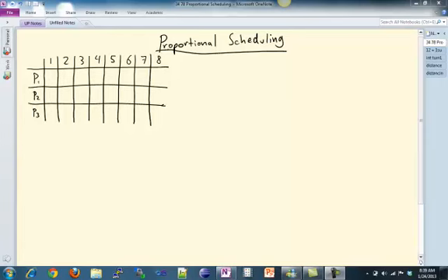Okay, so first I'm gonna go through an example of what proportional scheduling means, and I'm going off of slide 16. It's not the same numbers, but if you want another example, you can look at slide 16 of the lecture on scheduling, 4 or 5, I think. Okay, so let's assume we have three processes, P1, P2, and P3. P1 asks for 1/4, P2 asks for 1/3, and P3 asks for 1/10.